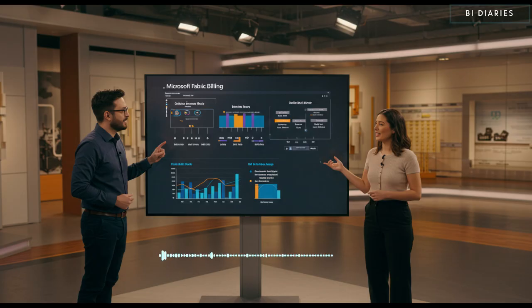For interactive stuff, like a user clicking around in a report, that usage spike is typically smoothed over the next 5 minutes. And for background tasks, like a semantic model refresh or running a notebook, the smoothing window is much longer. It's spread over the next 24 hours.